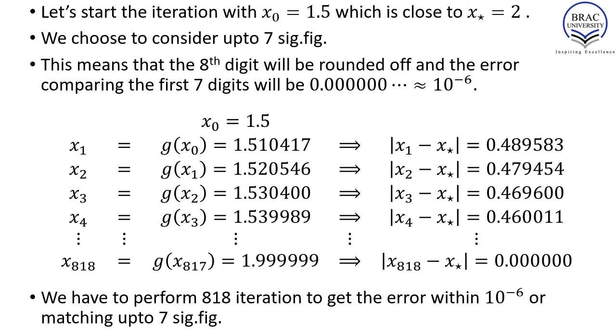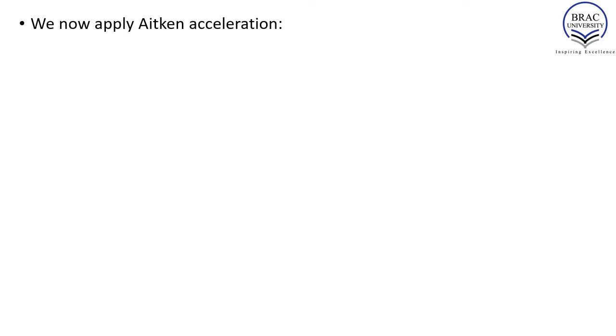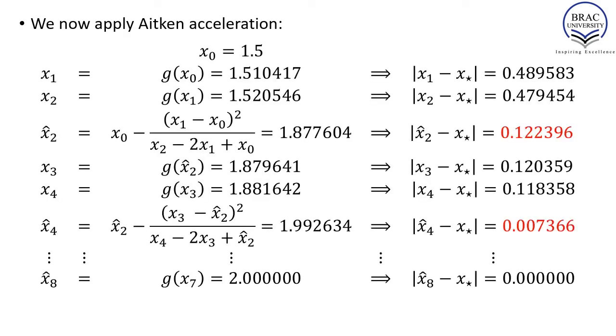Okay, and the Aitken acceleration tells us how to make it converge faster. So what do we do? Let's do the calculation again, including Aitken acceleration. We start from x0 equal to 1.5 and then compute x1, which is the same as in the previous slide, and x2 exactly the same as the previous slide. Now we compute x2 hat. Okay, so x2 hat is from that Aitken formula, and you can see x2 hat is 1.877604. The error is 0.122396, which was 0.4 something for the x2. Okay, so it is very much reduced.